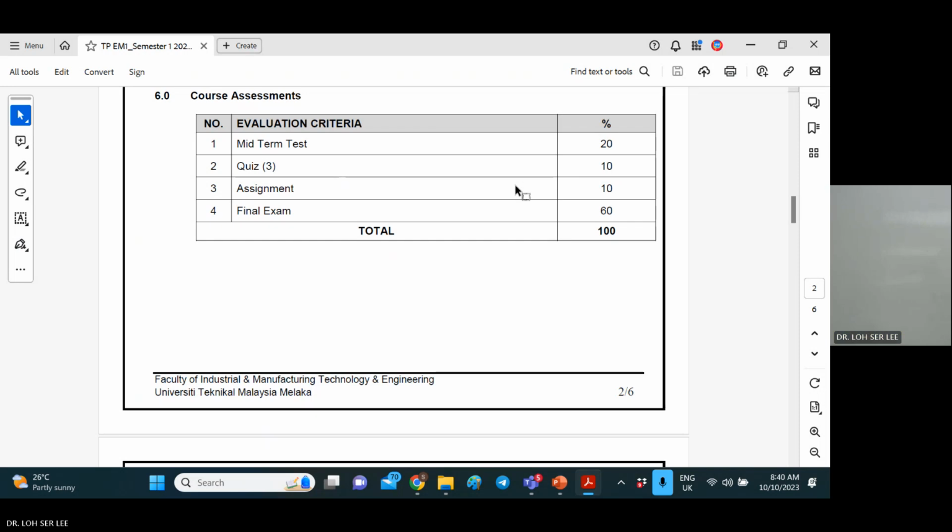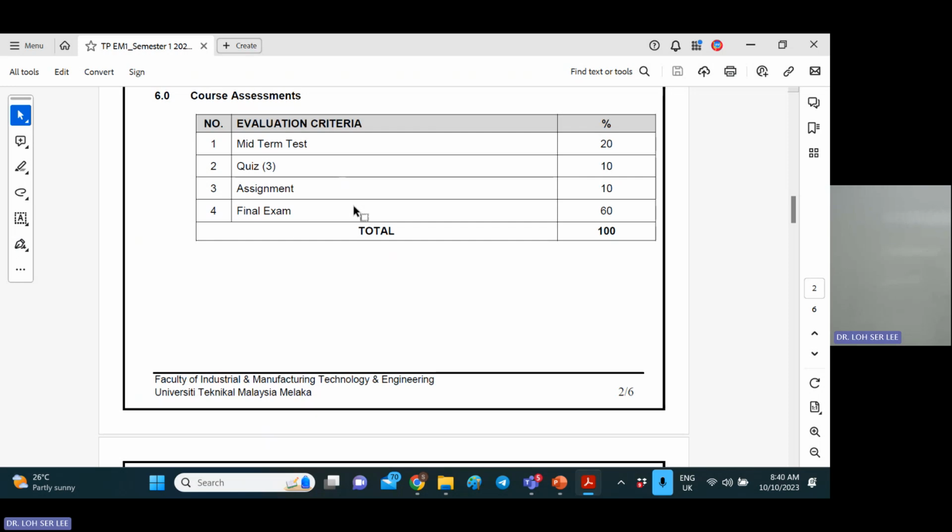And the last one, final exam, 60 marks. You are from diploma, polytechnic, matriculation, or STPM, right? So you know what a past year final exam question paper is. You can try the past year questions to prepare for this final exam.